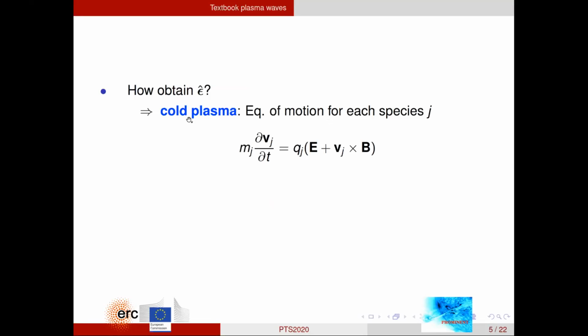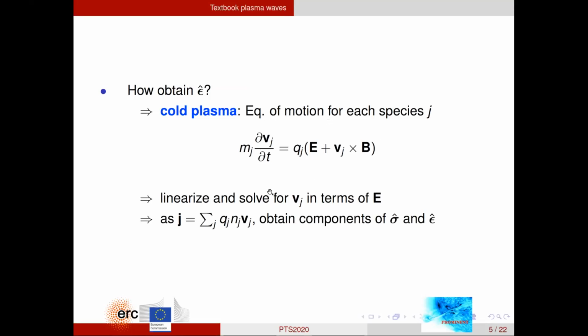So here I specify to a cold plasma. I have my species, electrons and ions. I just take my equation of motion, the Lorentz force, and I do the same thing: I linearize. You can appreciate from this equation that if you linearize, you can directly express your perturbed velocity in terms of your perturbed electric field. Hence, if you sum all the contributions to get the current, you can get the components, and that's basically what is done in textbooks.